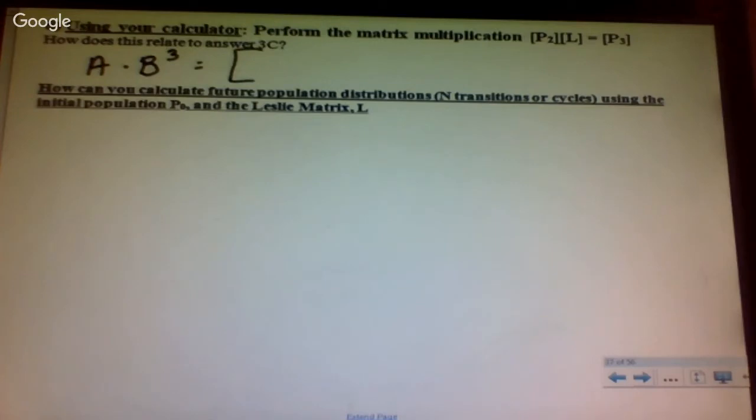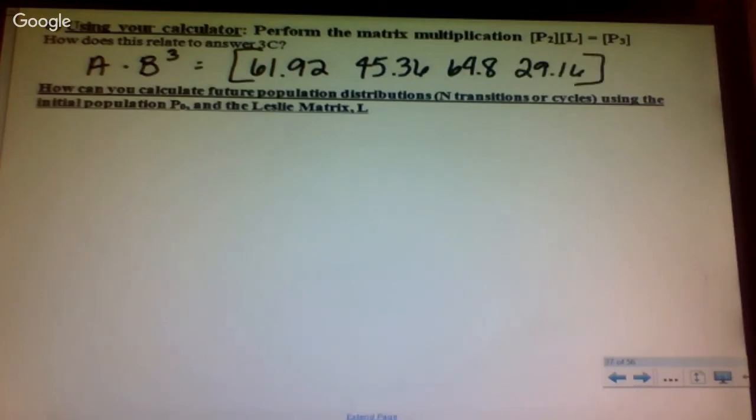What did we get for this one? 61.92. If you scroll over, use your right arrow key. 45.36, 64.8, 29.16. Not all of your answers are going to be pretty and just fit on your screen. If you cannot see it, use the right arrow key to scroll over and it will show you everything.